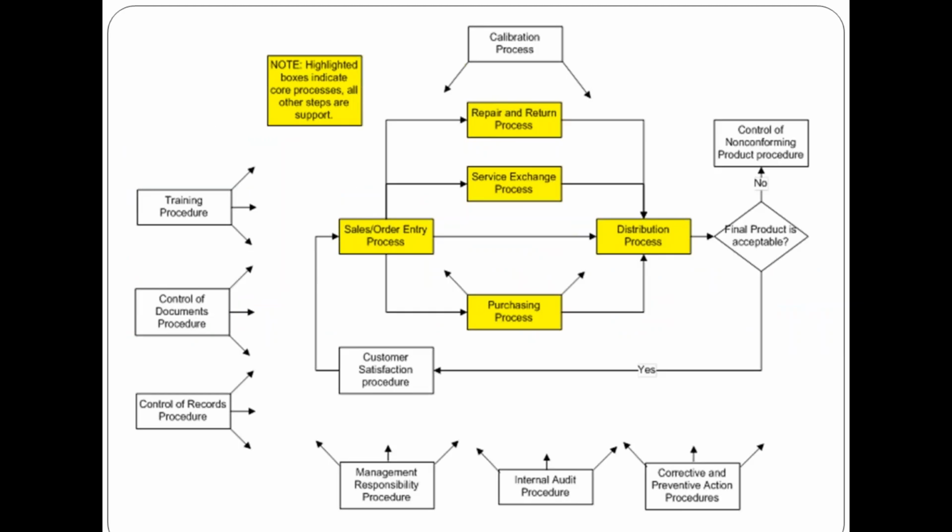Here's another model for demonstrating the processes. In this case, the organization has opted to signify what the core processes are by way of highlighting. So we would consider those to be standalone activities, and anything unhighlighted is considered support. So in this case, our audit report would reflect 6 processes in total. We would have sales order entry, purchasing, repair and return, service exchange, distribution, and support. And you'll note, of course, again, the unique nature of these process names. Service exchange, distribution, these are unique to this particular organization.